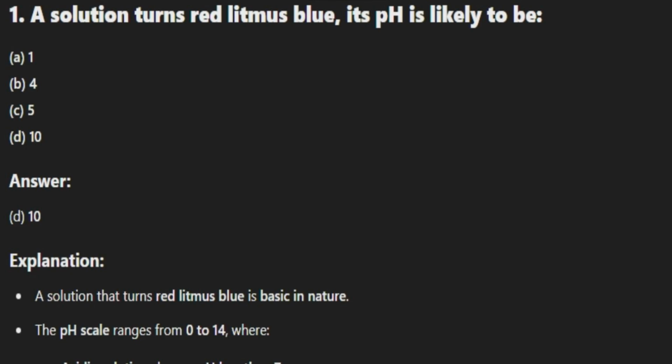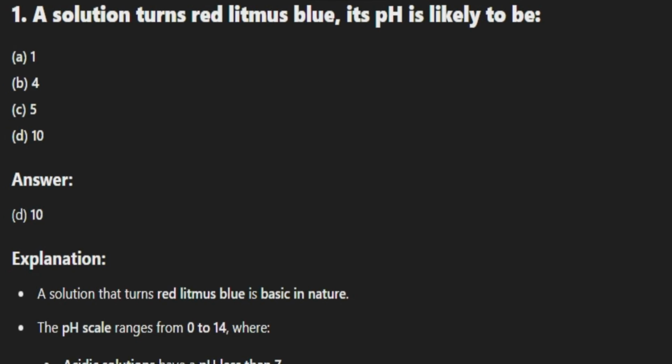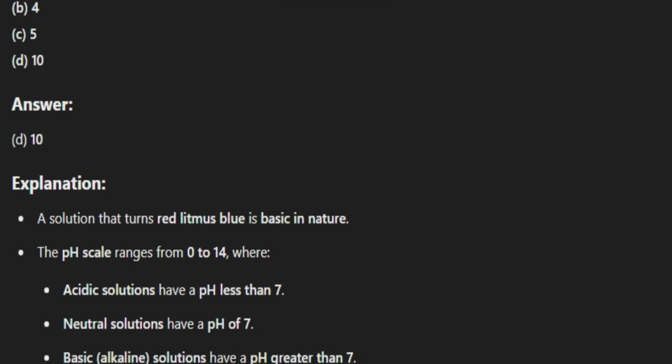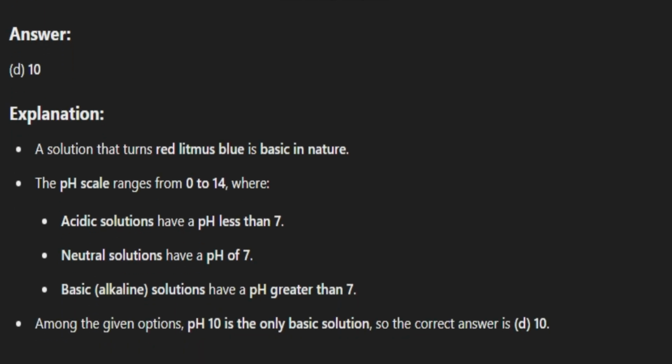Answer: D) 10. Explanation: A solution that turns red litmus blue is basic in nature. The pH scale ranges from 0 to 14, where acidic solutions have a pH less than 7, neutral solutions have a pH of 7, and basic or alkaline solutions have a pH greater than 7. Among the given options, pH 10 is the only basic solution, so the correct answer is D) 10.